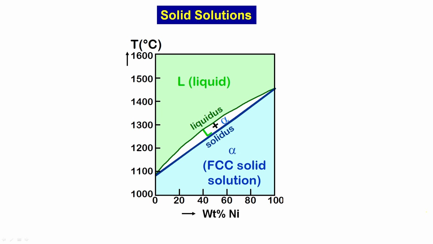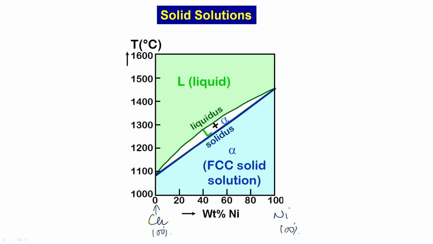So, here we are showing a phase diagram of copper and nickel. This side is copper and this side is nickel. You can see this is 100% nickel, this is 100% copper, pure nickel and pure copper, and in between you have a region called liquid plus solid, below which you have a solid solution called alpha.